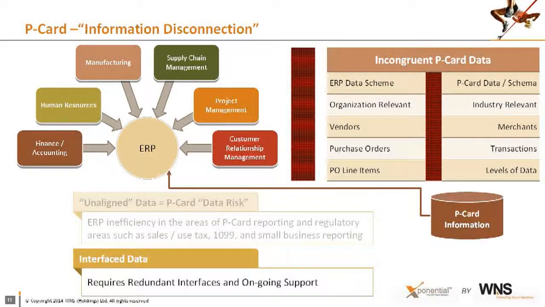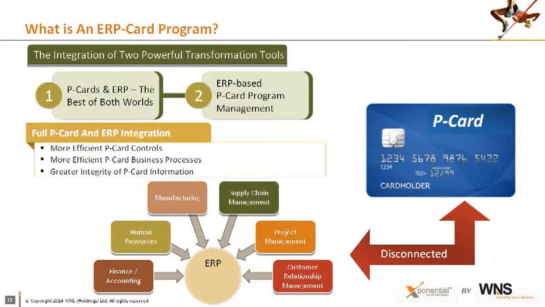In addition, in order to get that data over to your ERP, you must come up with some type of interface, a redundant interface, to get that data over to your ERP. So in our minds, these additional interfaces, this incongruent data, lead to inefficiencies and risk.